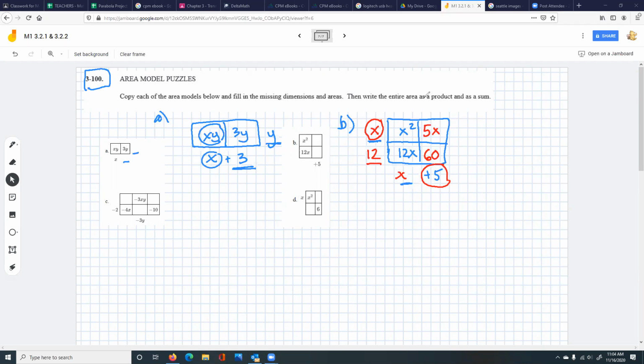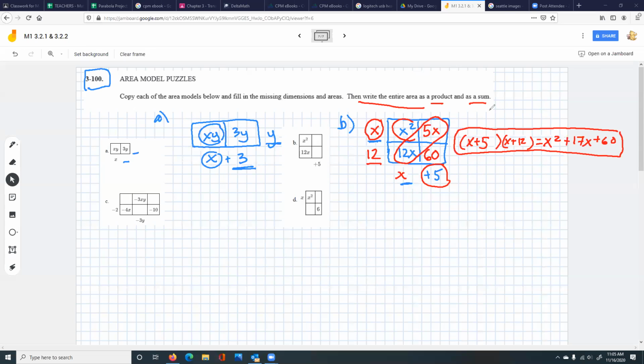Then we write a product and sum. Make sure you read product, sum. So our product we're multiplying is x plus 5 times x plus 12. What does that equal? Start with the x squared, add these two like terms together, 12x plus 5x, that's 17x, and then plus 60. Okay, so this is our product sum.